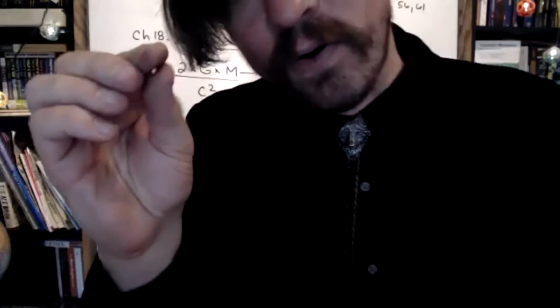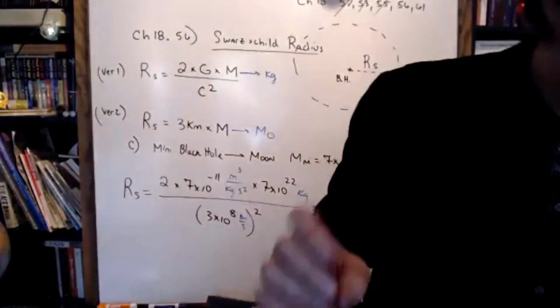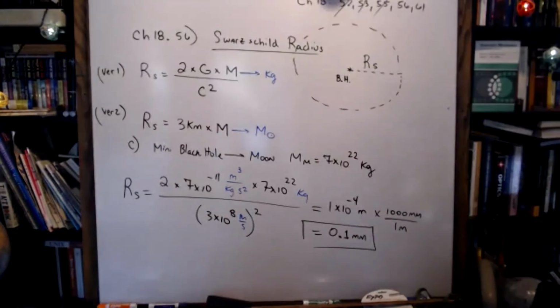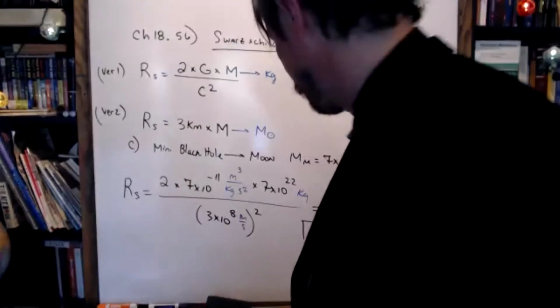To turn the moon into a black hole, you'd have to crush it to smaller than the diameter of a BB. You'd have to crush it to 1/20th the radius of this BB. Isn't that crazy? And if you did that, the moon would become a black hole. It would probably mess up its orbit a little bit. Keep that BB handy, you never know.